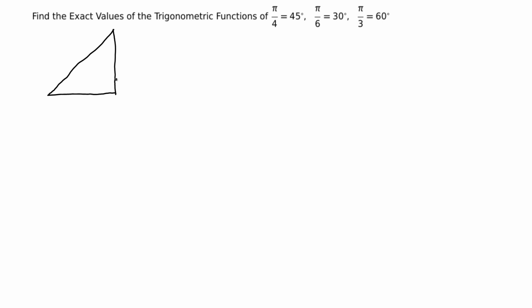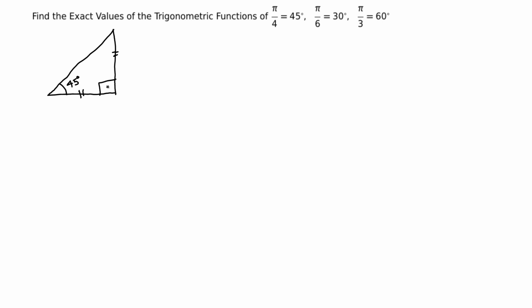So we have a right triangle, so 90 degrees, and this angle is 45 degrees, or pi over 4 radians. Then this angle should also be 45 because the sum of all three angles is 180, so the sum of these two angles should be 90, so this is also 45. That means these two sides should be equal because these two angles are the same.